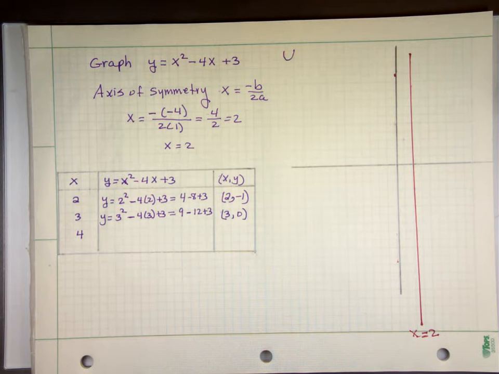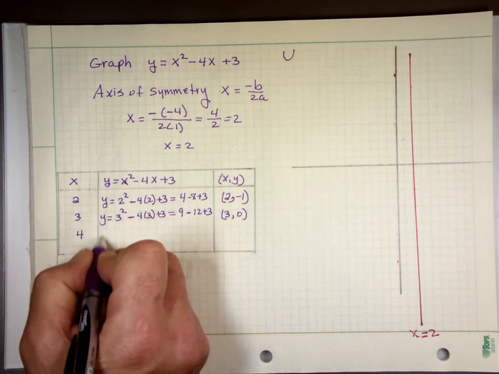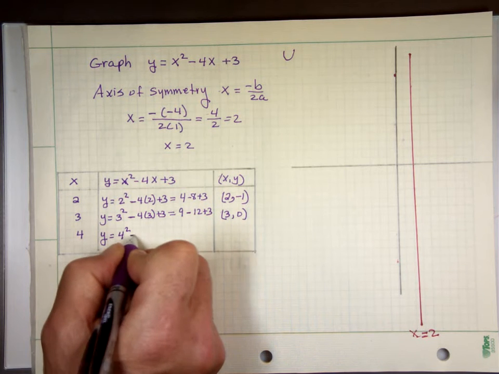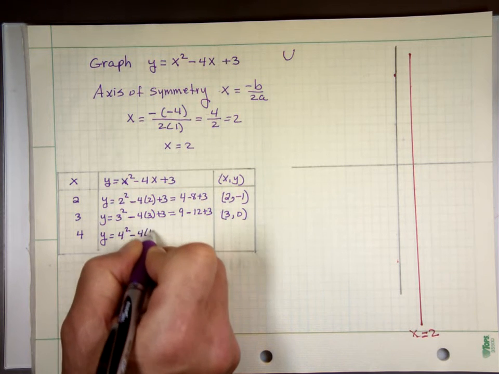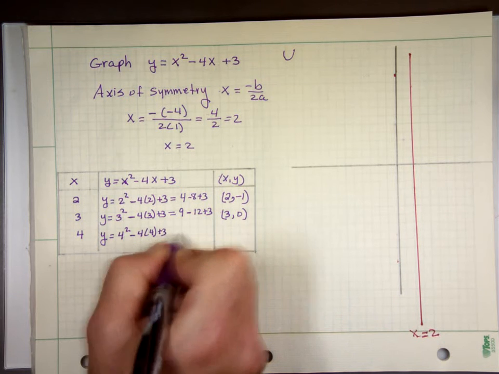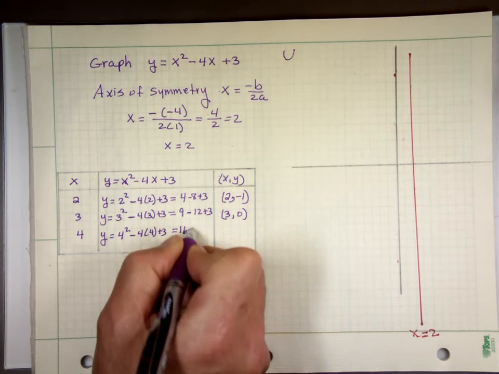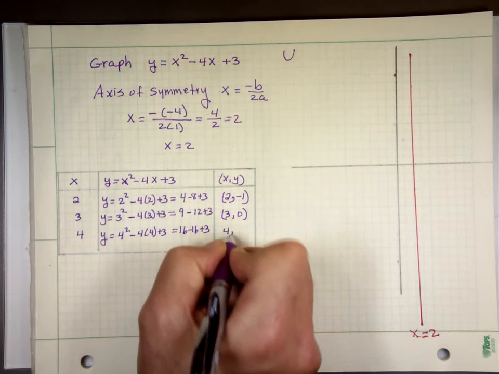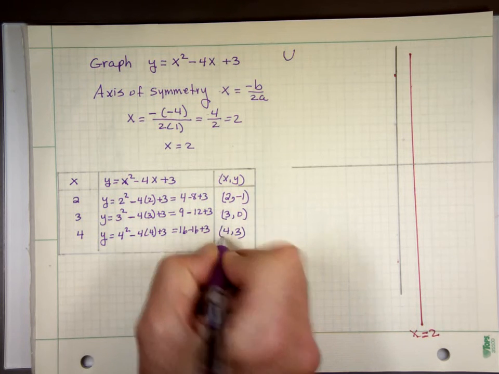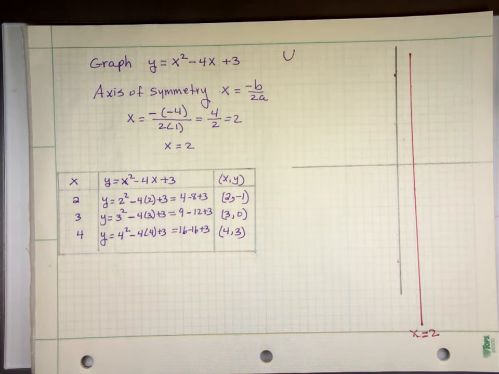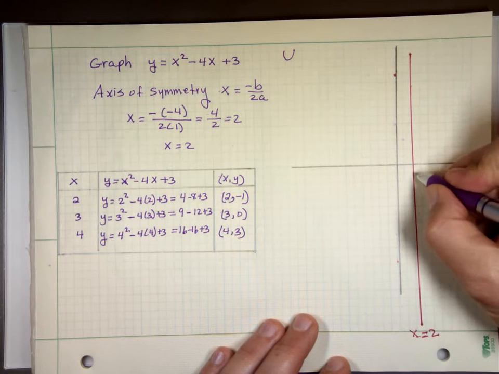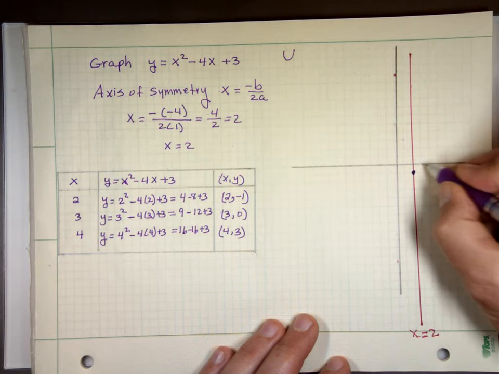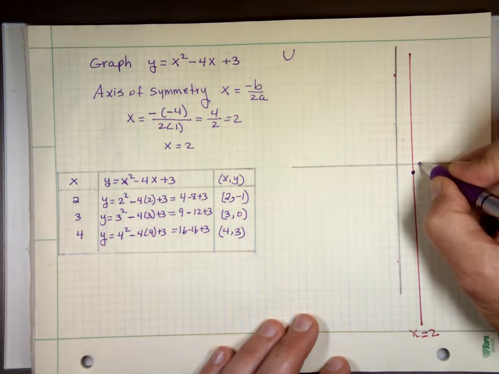When x is 4, y is going to be 4 squared minus 4 times 4 plus 3. 16 minus 16 plus 3, that's a 3. So here we go: 2 and minus 1, 3 and 0, 4 and 3.